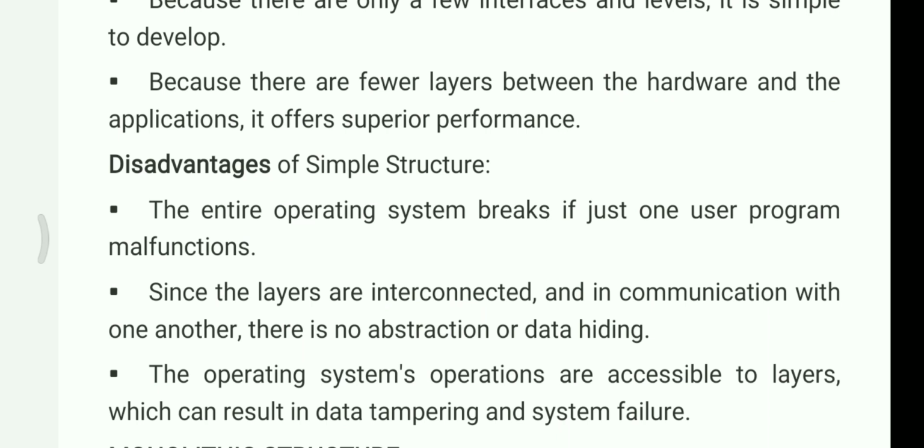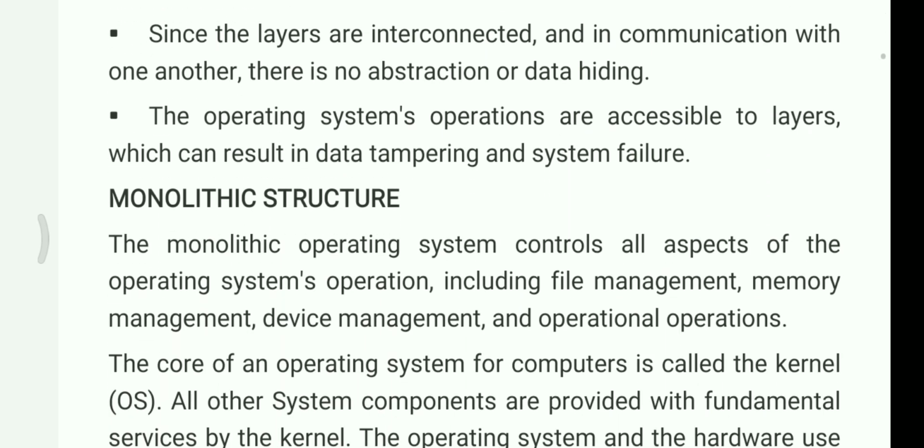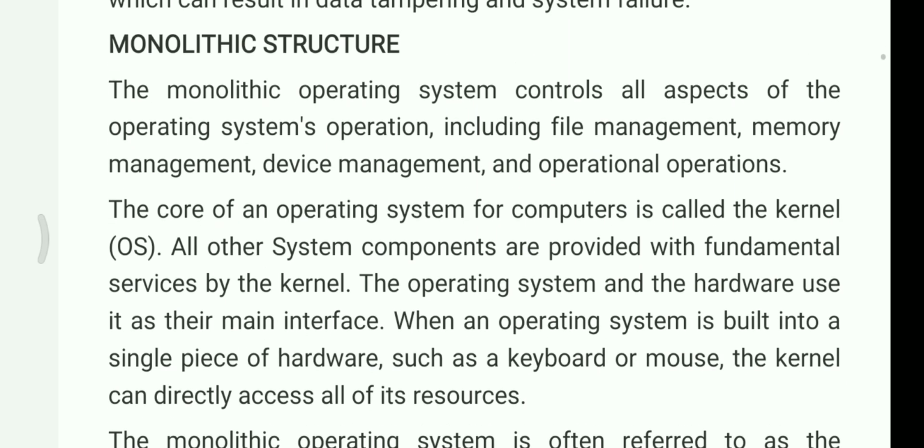There is no data hiding possible here. The operating system operations are accessible to layers, which can result in data tampering and system failure. These are the points which are the cons or disadvantages of simple structure. Please note down. Then we will discuss monolithic structure.